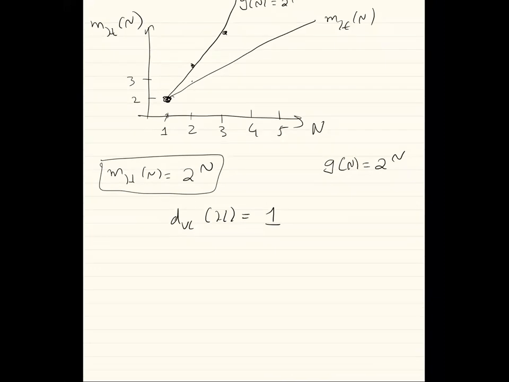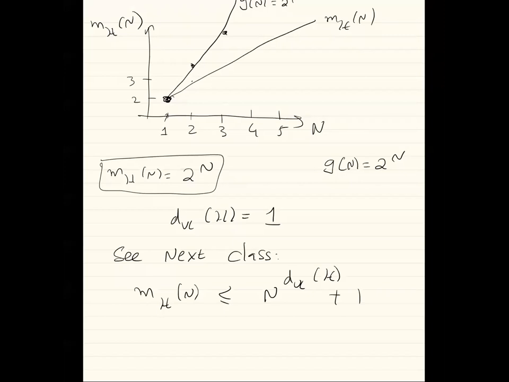What we will see next class is that there is a very interesting bound we can have on the growth function. We can show that the growth function is always upper bounded by a quantity that increases polynomially in n. It is upper bounded by n to the d_VC of H plus 1. So this is the VC dimension, and it increases polynomially in n.